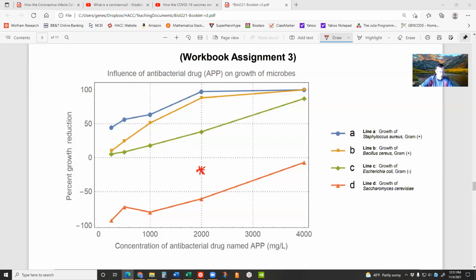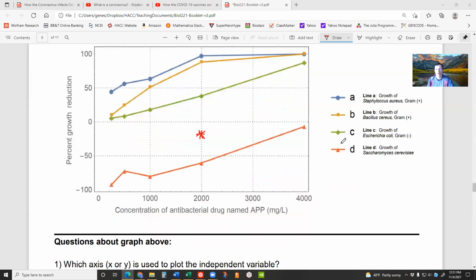Okay, looks like everybody's saying gram-positive. Seems to be the consensus, and I wholeheartedly agree with you. You're absolutely right. If you look at the data, the blue line here gets highest on the graph, and higher on the graph represents the best growth reduction. So that's a gram-positive organism. So you have the right answer.